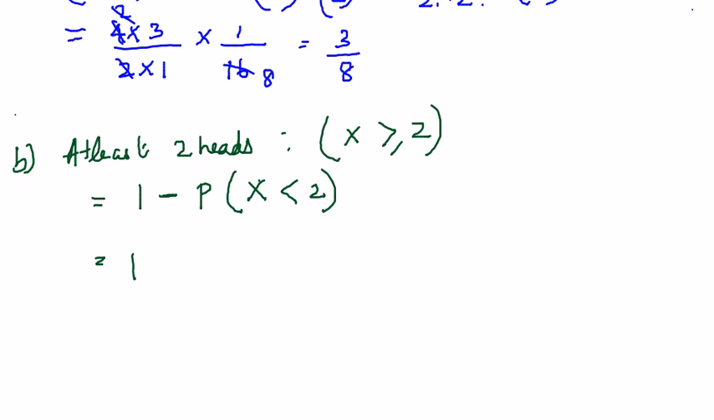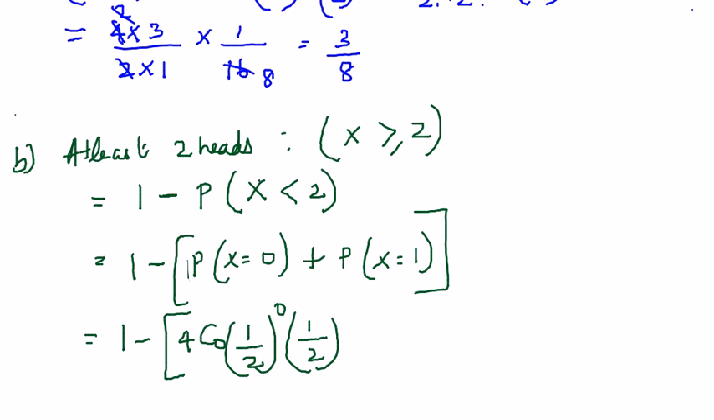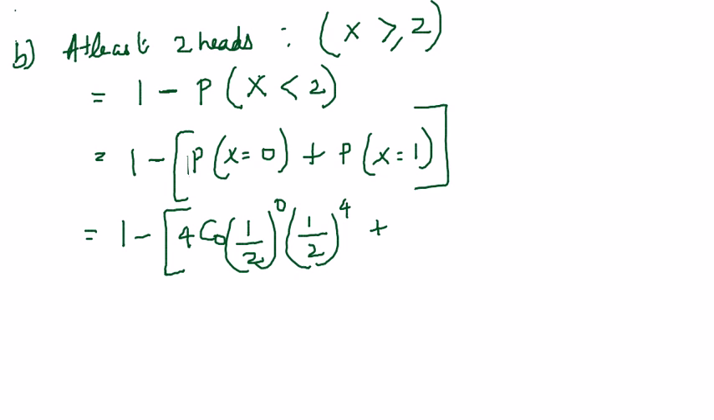So what is the probability of P of x less than 2? It's going to be probability of x equal to 0 plus probability of x equal to 1. So if I substitute the formula, it's going to be 1 minus 4C0, which is nCx, p, which is 1 by 2 power x, x in this case is 0, and q power n minus x. So 4 minus 0 is going to be 4, plus P of x equal to 1 is going to be 4C1 p power 1 q power n minus x. So 4 minus 1 is going to be 3.